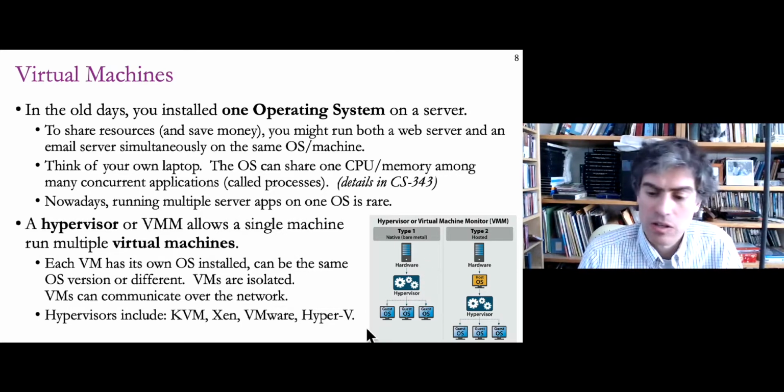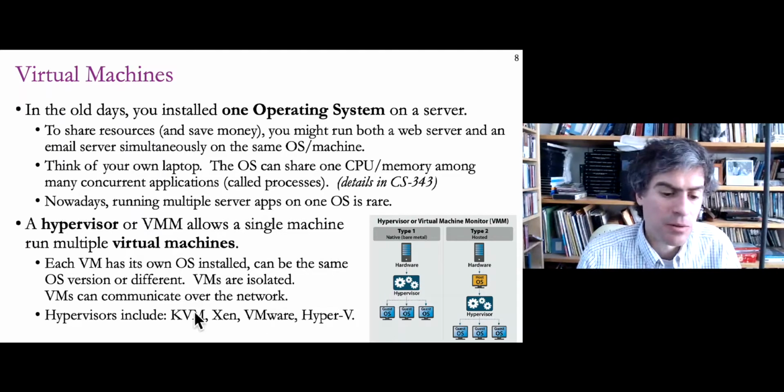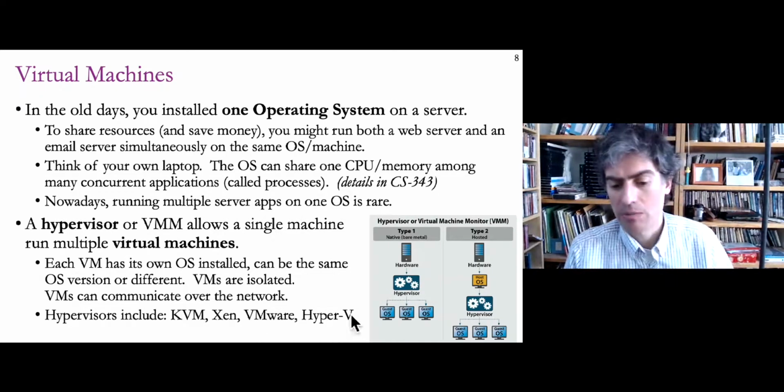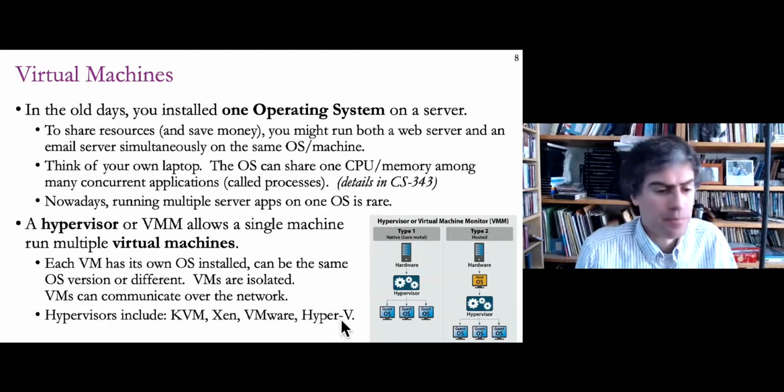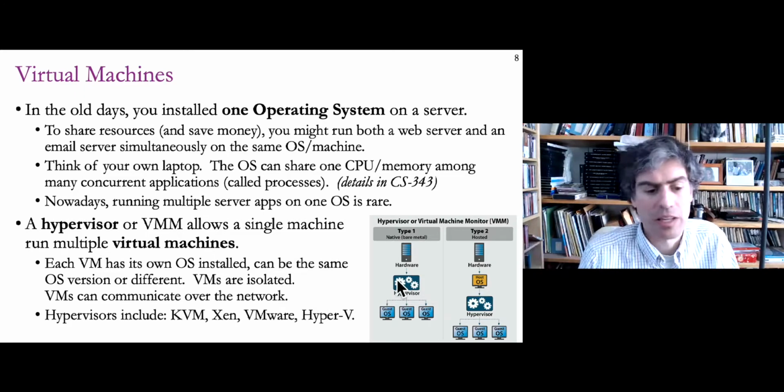Okay, so this hypervisor is a piece of system software similar to an operating system, but kind of an operating system for operating systems. Examples are KVM, VMware, Hyper-V, and so on. And you also can get a hypervisor when you use the cloud. You're using a hypervisor that's provided by the cloud provider like Amazon or Microsoft or Google. Okay, we'll talk more about that in a second.